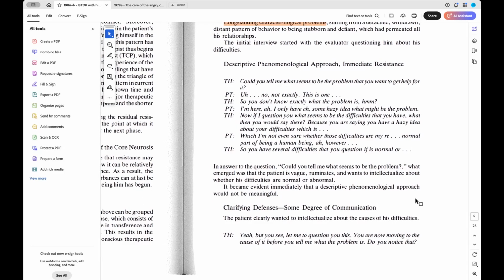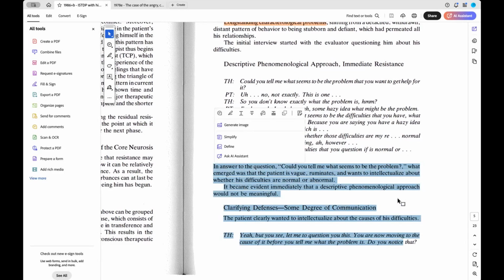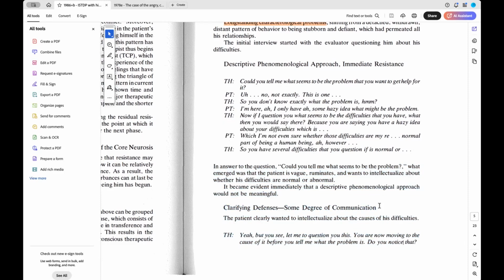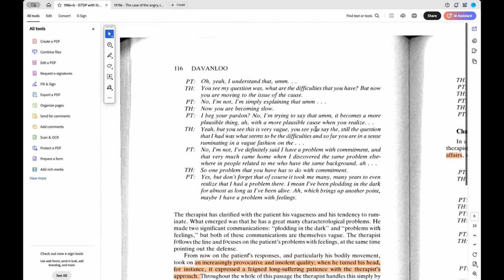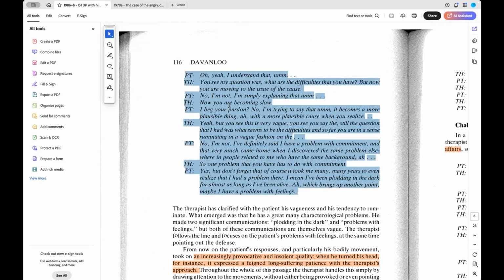So now here at the bottom of page 115, it becomes clear that a descriptive phenomenological approach is not possible due to the immediate presence of resistance. And then this heading right here, clarifying defenses, some degree of communication. So this is going to be about the bottom of page 115 and also page 116 here.